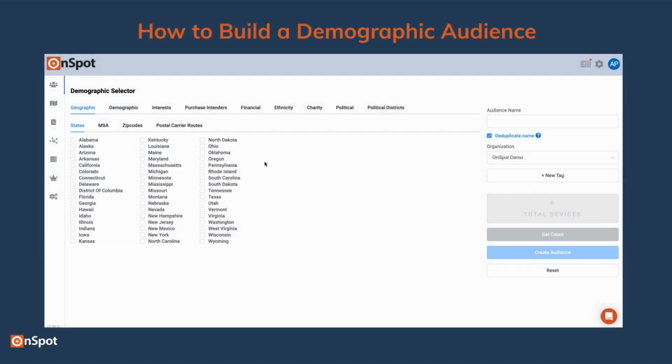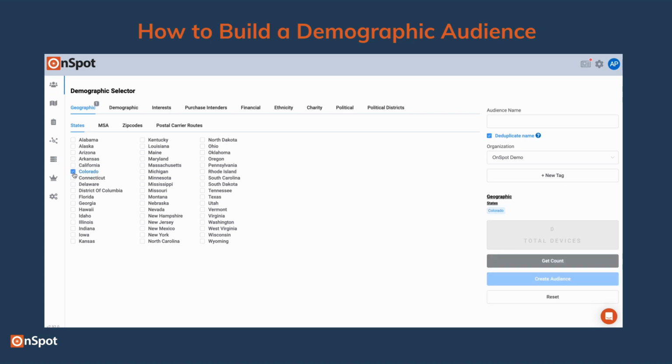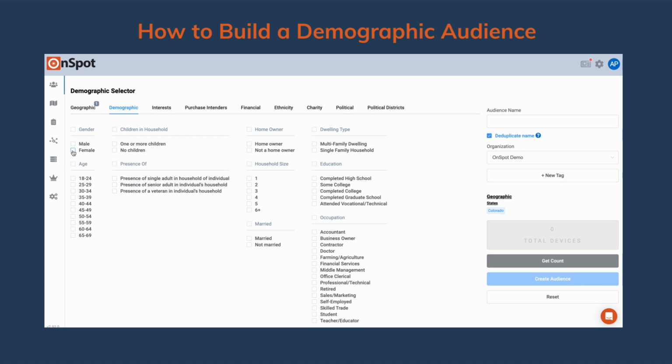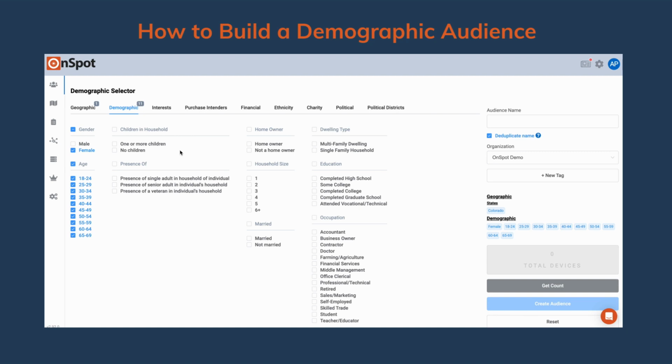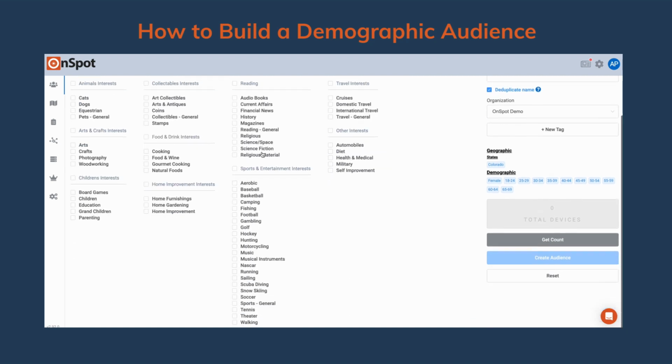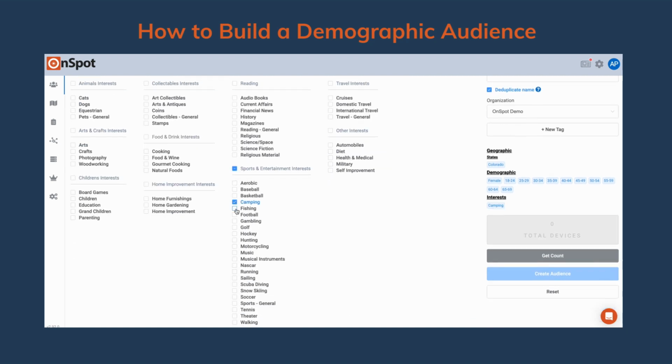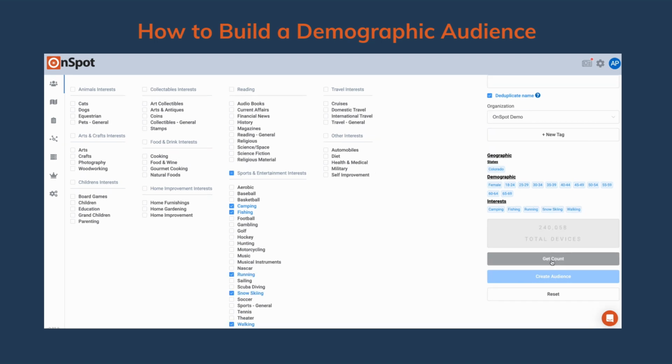We're going to create a female outdoor enthusiast audience in Colorado. For my geography, I'm going to select the entire state of Colorado. For demographics, I'm going to select females, all ages 18 to 69. For interests, I'm going to select camping, fishing, running, snow skiing, and walking.